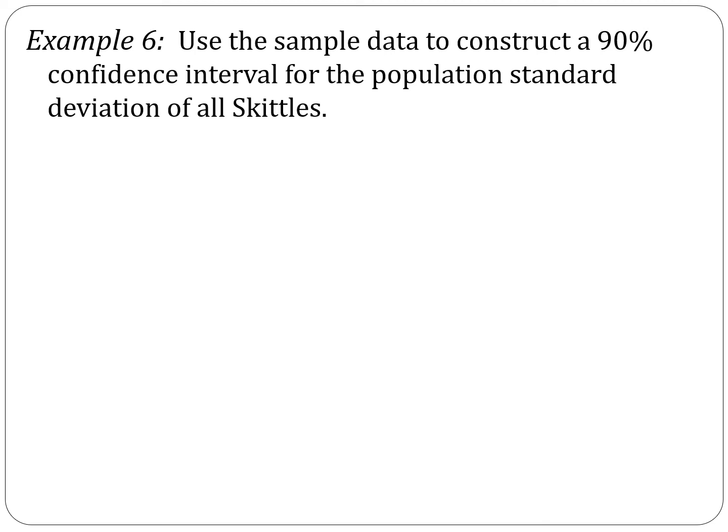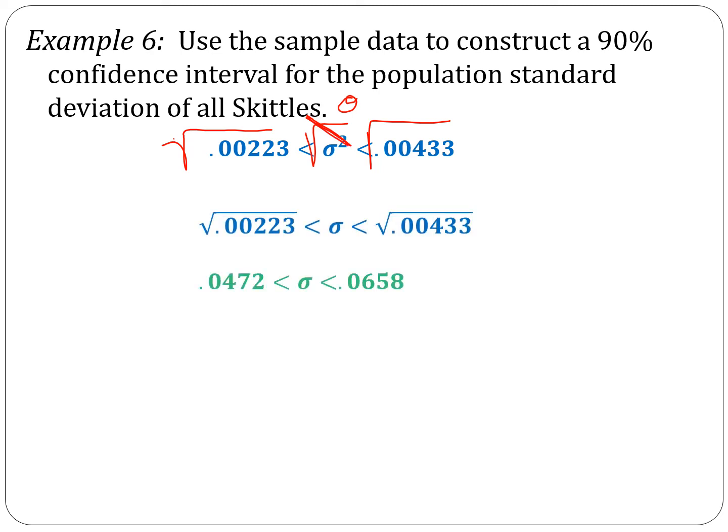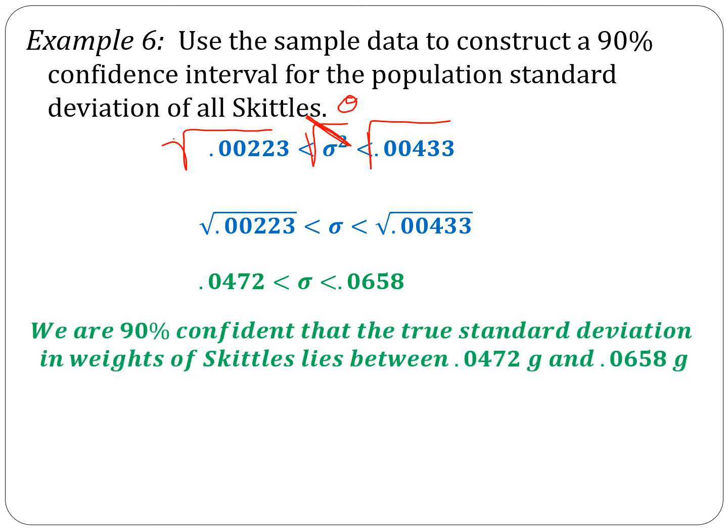So we're just going to take our interval that we had just gotten, and we can find the standard deviation by just square rooting the variance. So standard deviation is just sigma. If we square root sigma squared, those two cancel. And we get 0.0472 to 0.0658. We are 90% confident that the true standard deviation in weights of Skittles lies between 0.0472 grams to 0.0658 grams.